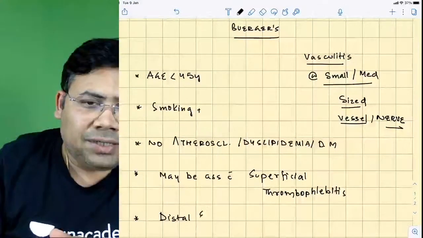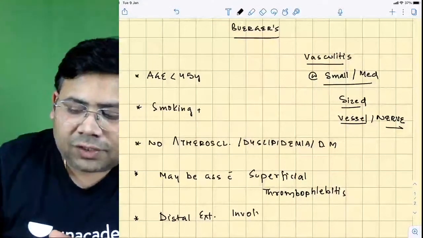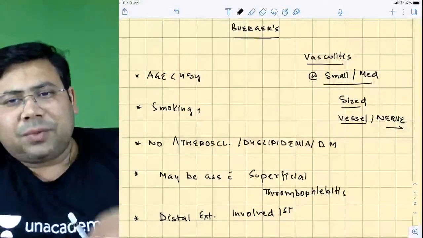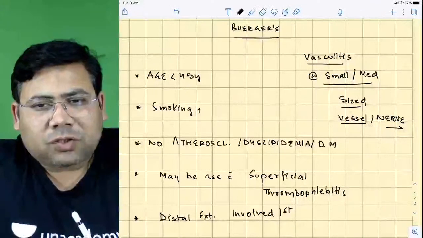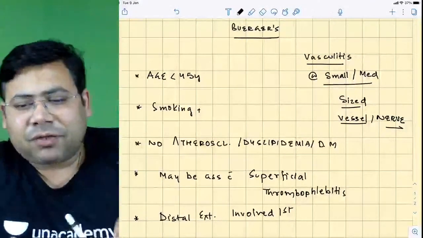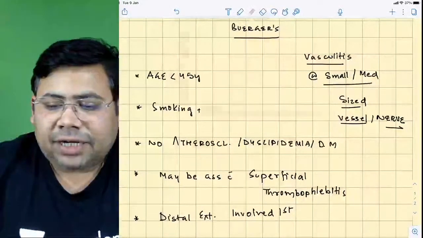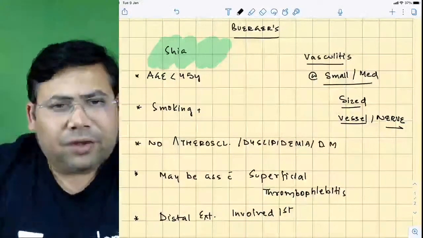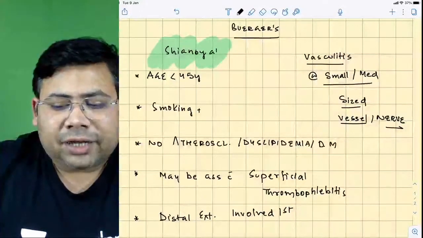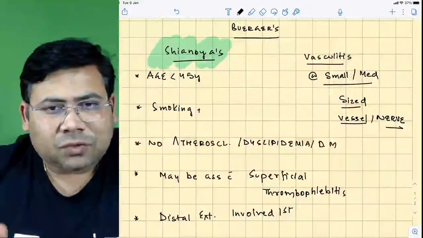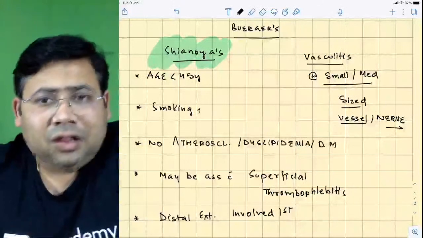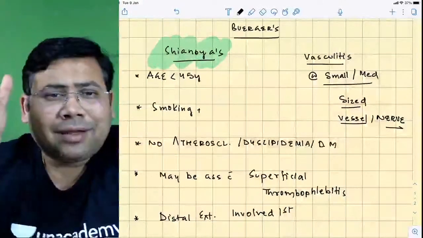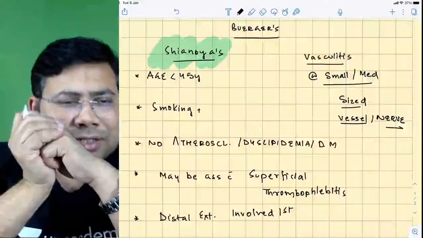So distal extremities involved first. Smoker, no atherosclerosis, no dyslipidemia, no diabetes mellitus, may be associated with superficial thrombophlebitis, and distal extremities involved first. This criteria is a world famous criteria, which is known as Shionoya criteria, or a very similar looking criteria is Olin's criteria. So we have one criteria known as Shionoya, and another criteria is Olin's criteria.